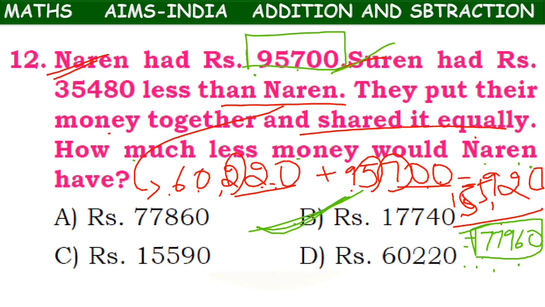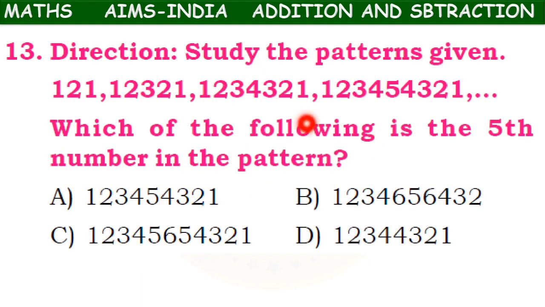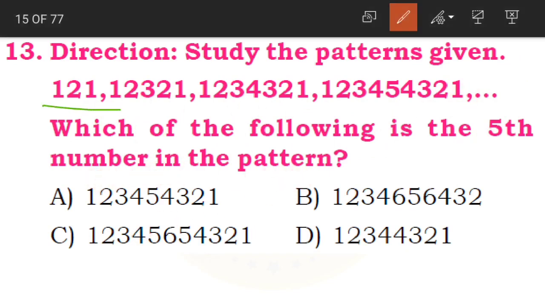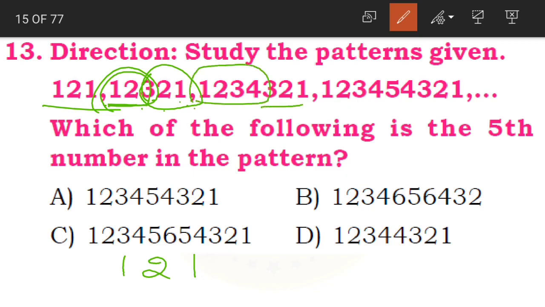Now moving on to question number 13. Now study the pattern. Which of the following is the fifth number in the pattern? Now if you look at the pattern here, see 1, 2, 1. Then what are we having? 1, 2, 3, 2, 1. Then 1, 2, 3, 4, 3, 2, 1.